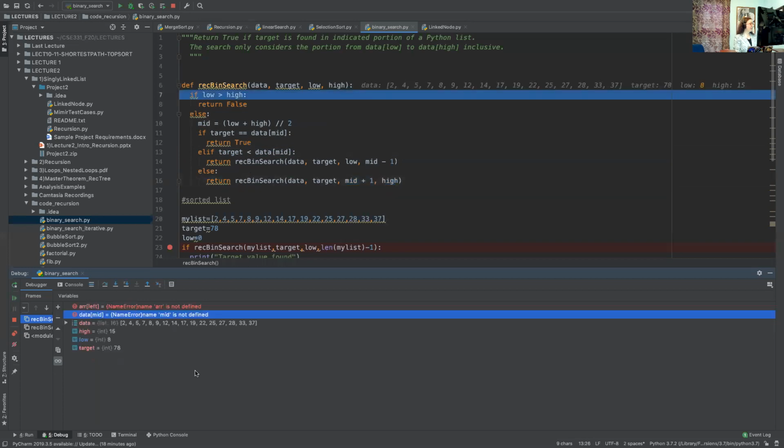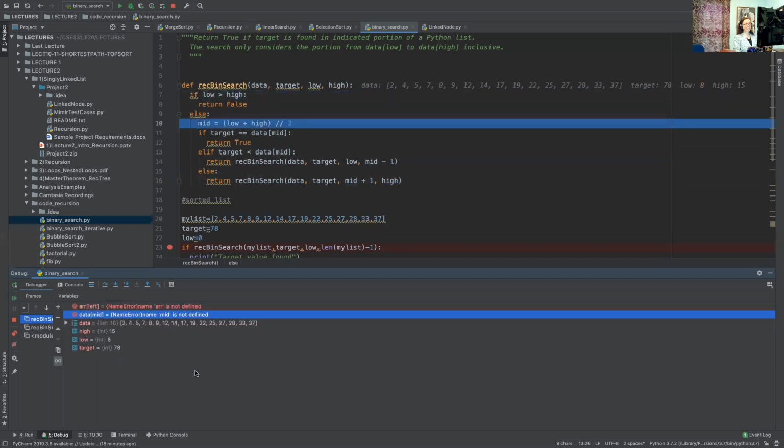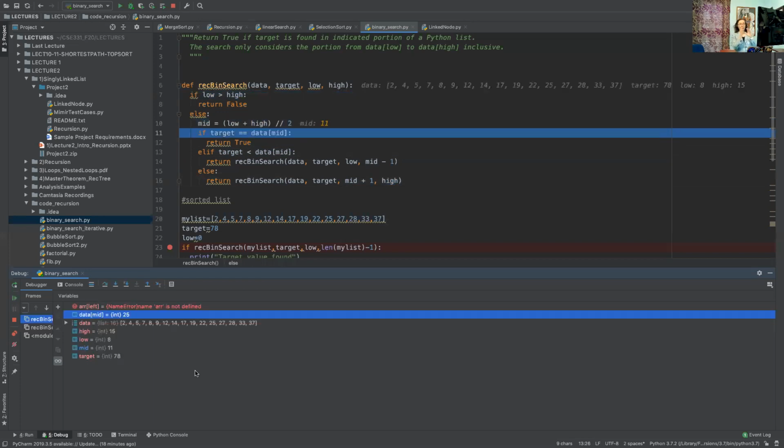Did the low index surpass the high index? No. Low is 8, high is 15. That's false. Find the new midpoint. Note that when we start looking, 0 through 7 has already been disqualified. I am never going to go through that part of my array ever again. I already cut the input by half by simply doing that mid operation. I already disqualified the 0 through 7th index of my array, or of my Python list. So therefore, I'm only working with this half.